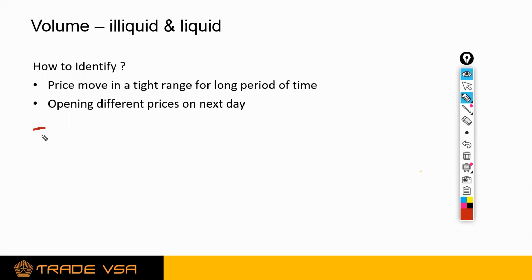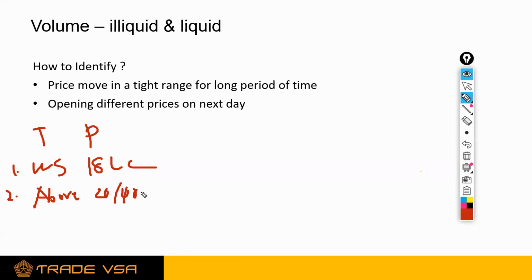So again, let's go back to the trading plan, not target profit. First of all, we need a wide spread 18 LC bar. Of course, this is a basic rule we still follow: above the 20/40 MA. And third, I prefer to see a shakeout, no sell-off, shakeout, or a test in these areas.